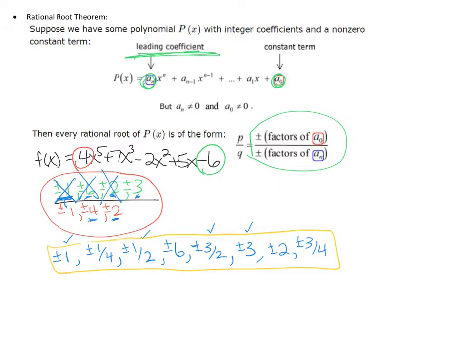So for this polynomial, I would be trying 1, 2, 3, 4, 5, 6, 7, 8. I'd be trying 16 different numbers, right? Because I could try a positive 1. I could try a negative 1. I could try a positive 1/4. I could try a negative 1/4, right? And all the way through until I get to my positive and negative 3/4.